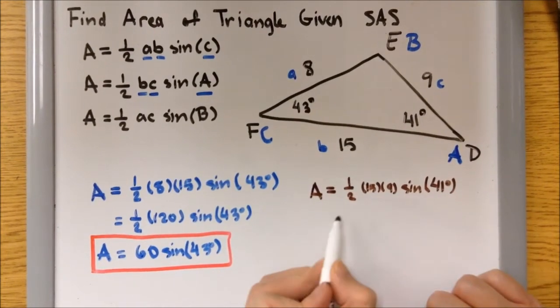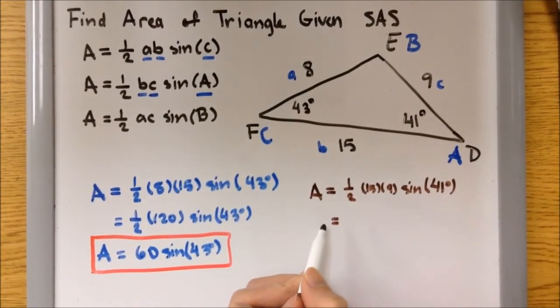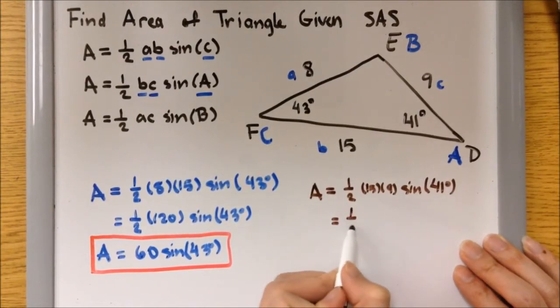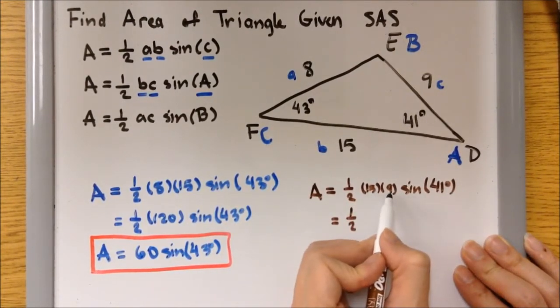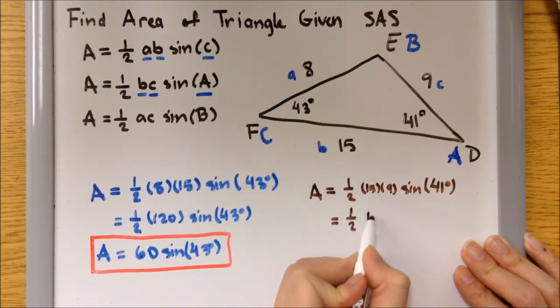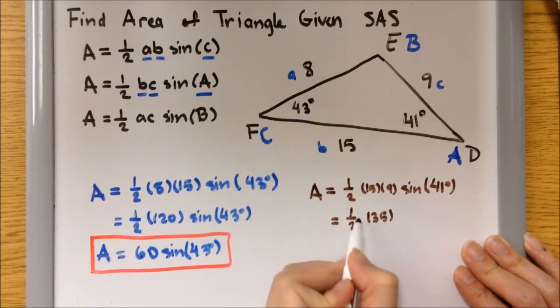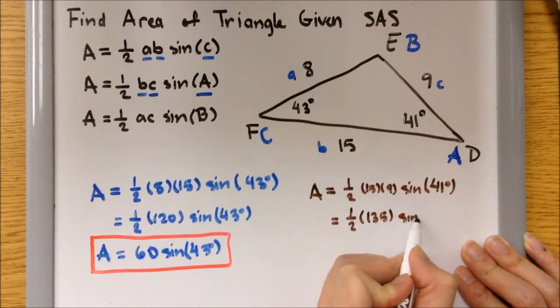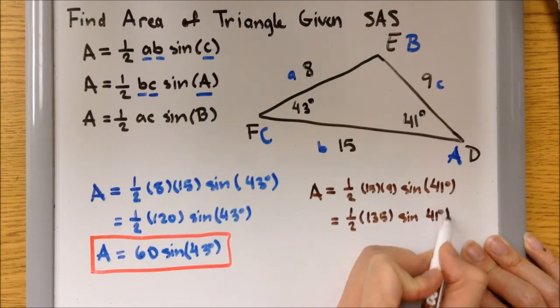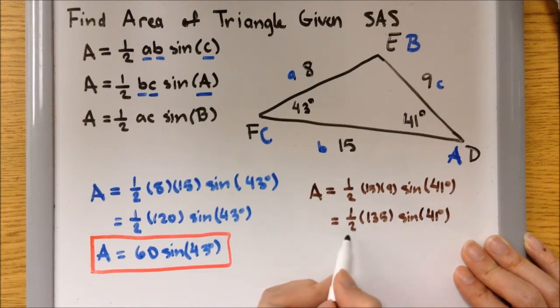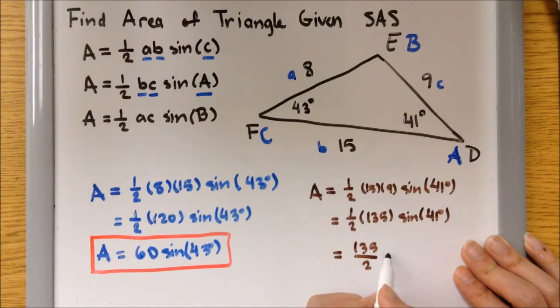Alright, so what I can do next is multiply 15 and 9, so that would be 135 times sine of 41 degrees. So when we do 1/2 of 135, I'm just going to keep it as a fraction, so 135 divided by 2, sorry, times sine of 41 degrees.